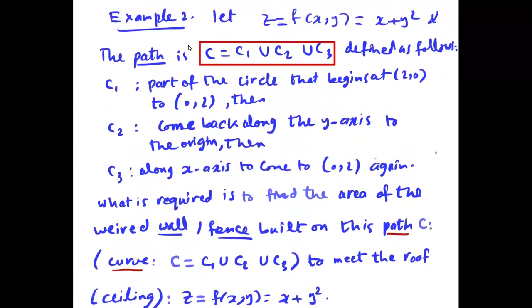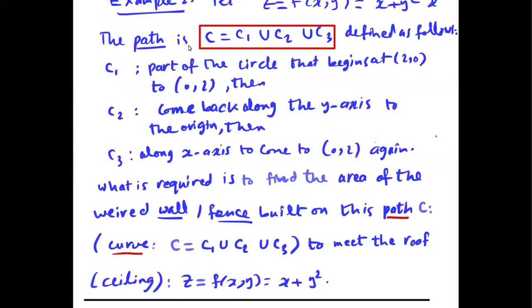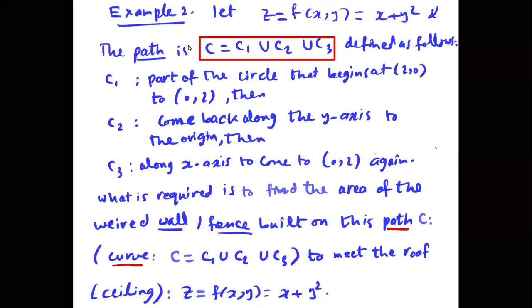So let us think again. We are given this function of two variables, x and y, and he asks us to integrate it over this curve C formed of C1 union C2 union C3. What is C1? Part of the circle that begins at (2, 0) and goes to (0, 2). This is a quarter of the circle. Then C2 comes back along the y-axis to the origin. So this is a line segment.